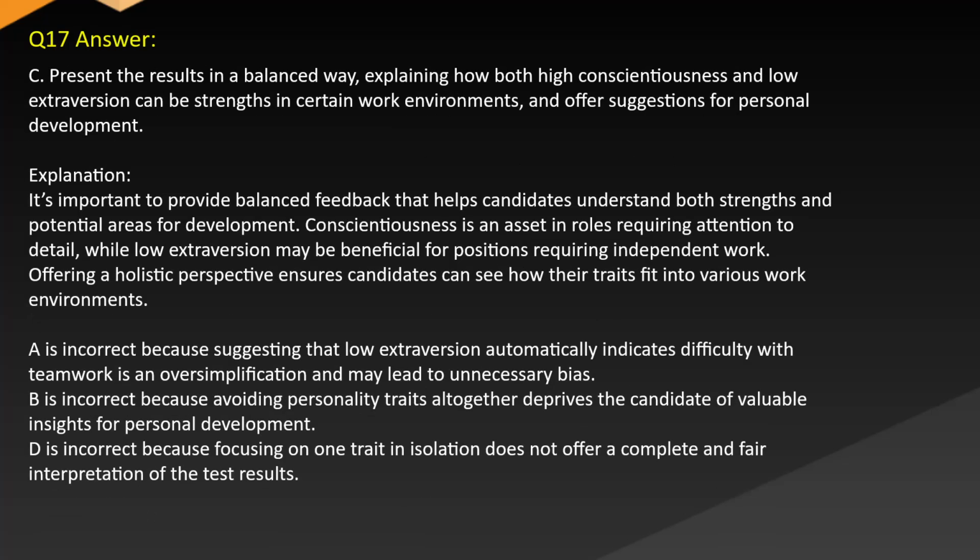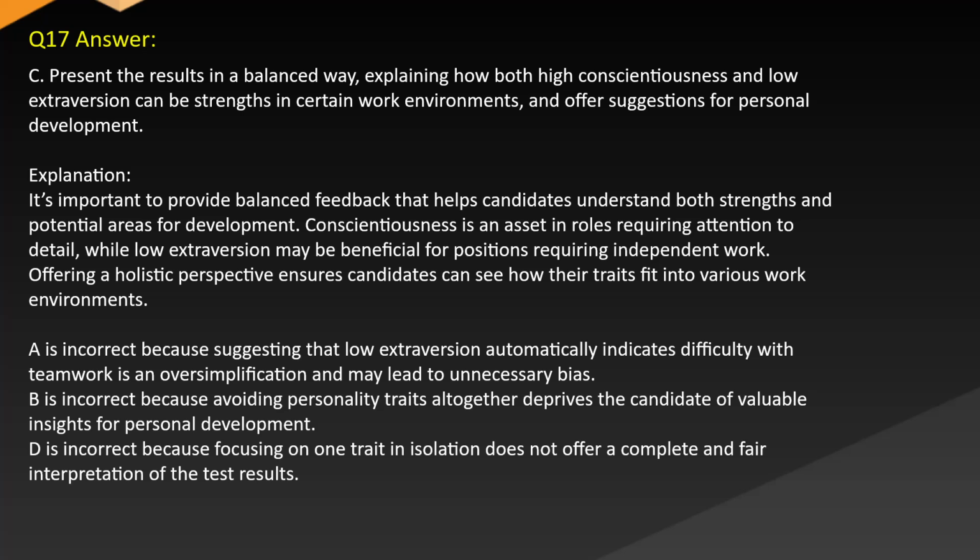Answer. C. Present the results in a balanced way, explaining how both high conscientiousness and low extroversion can be strengths in certain work environments, and offer suggestions for personal development. Explanation. It's important to provide balanced feedback that helps candidates understand both strengths and potential areas for development. Conscientiousness is an asset in roles requiring attention to detail, while low extroversion may be beneficial for positions requiring independent work. Offering a holistic perspective ensures candidates can see how their traits fit into various work environments.